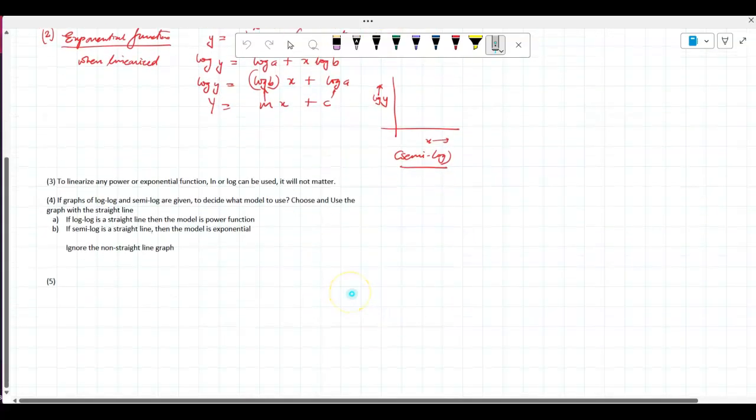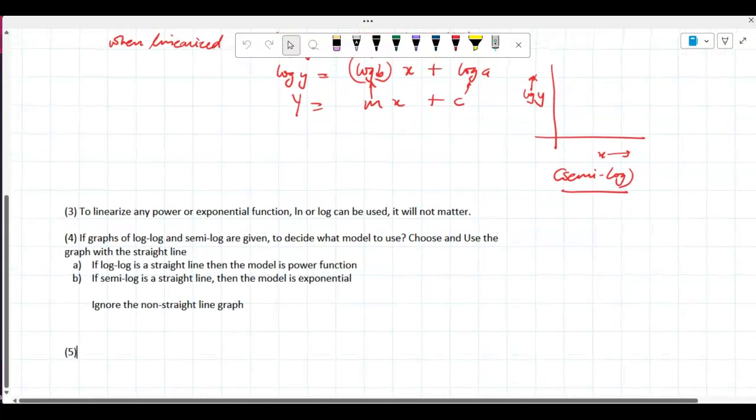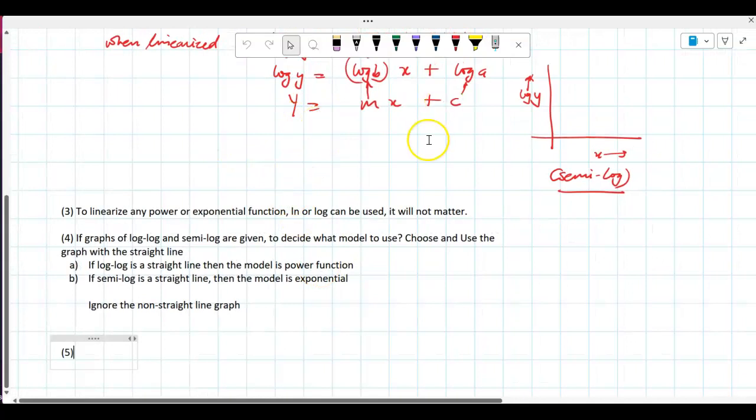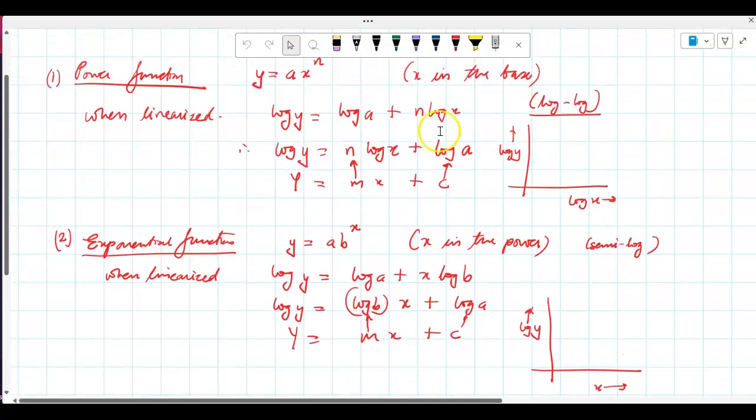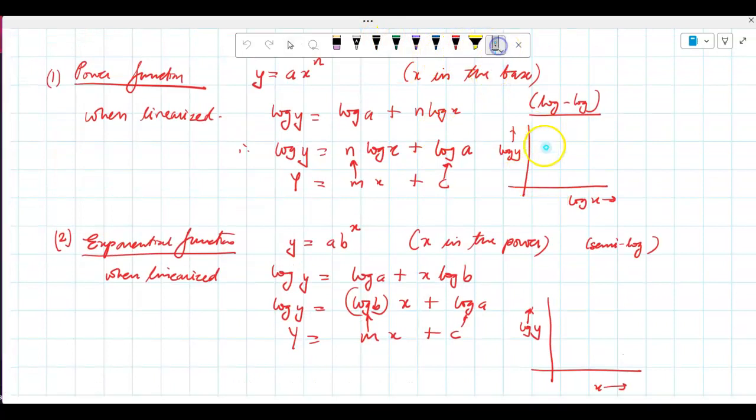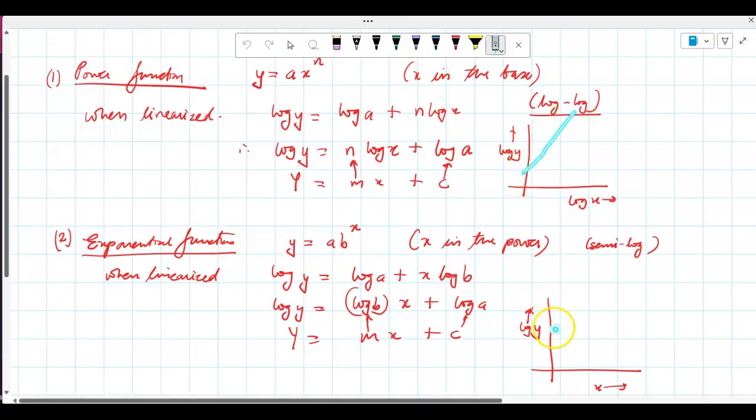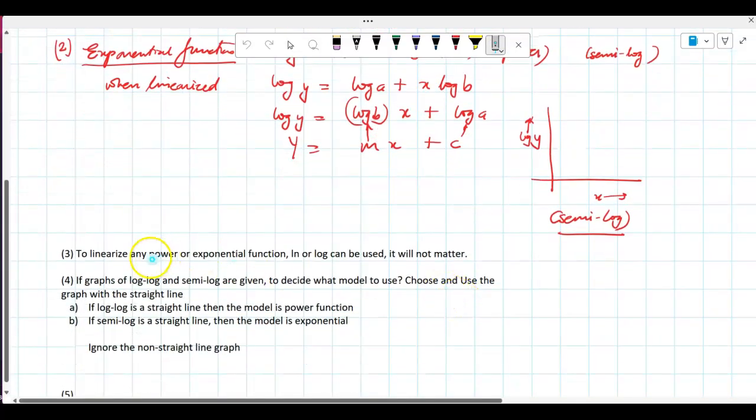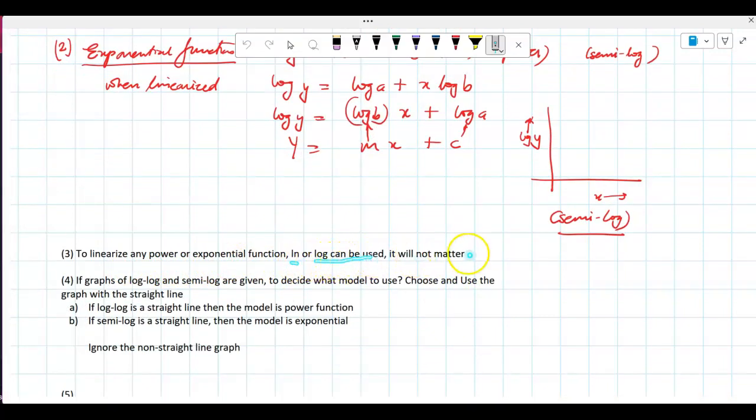Do we have to know rough sketches for this? Yes, it will be a straight line. All these are straight line graphs. What's the difference? Both are straight line graphs, only the axes are different. To linearize any power or exponential function, ln or log can be used. It will not matter.